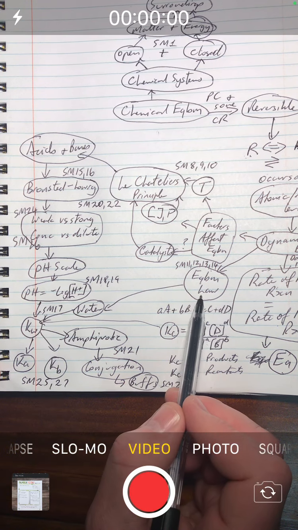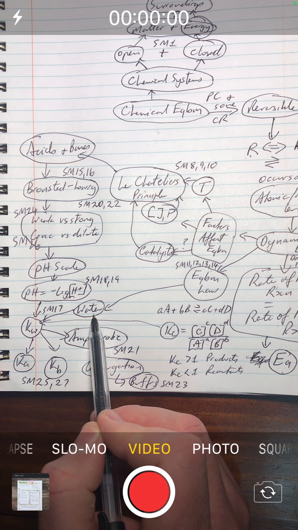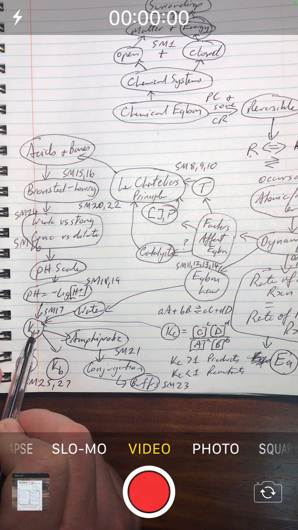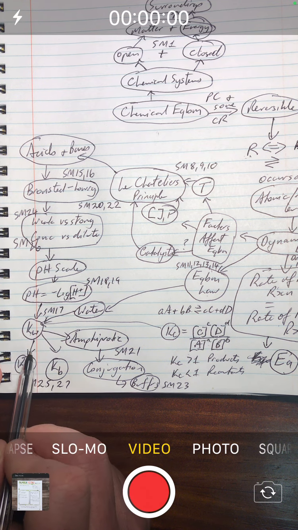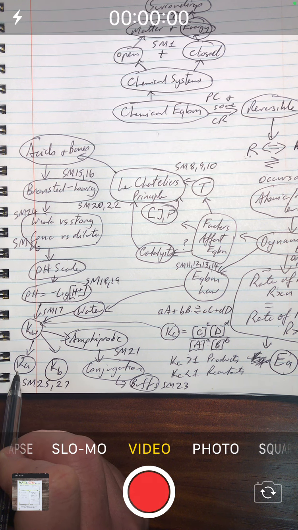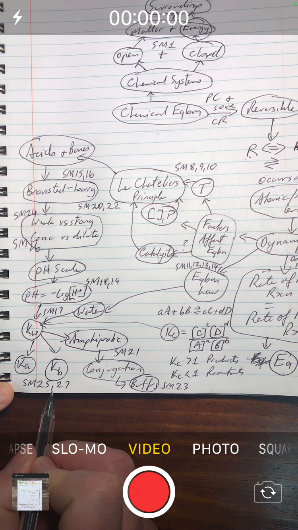Now, using our equilibrium law, we can write an equilibrium constant for water, and that equilibrium constant for water is called Kw. That's subject matter 17. From Kw, we can then come up with an equilibrium constant for acids, so Ka, and one for bases, Kb. That's subject matter 25 and 27 there.